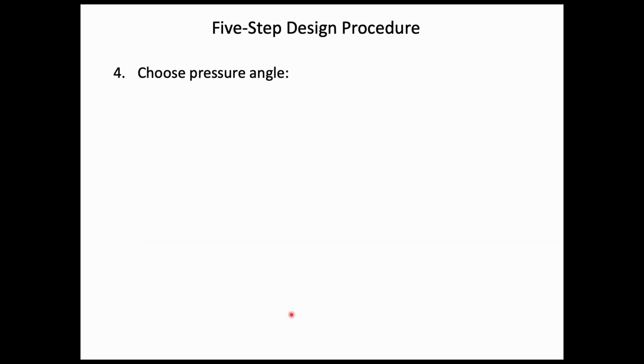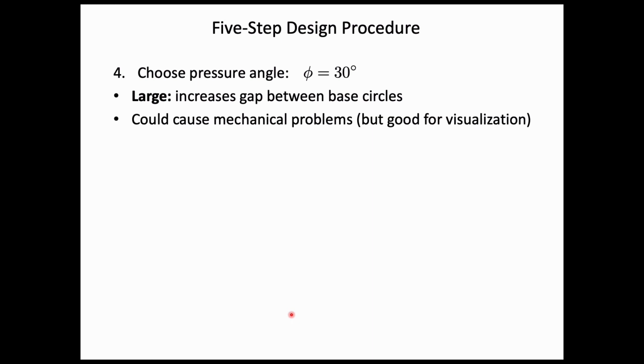Step 4, choose a pressure angle. I mentioned before that I'd like to choose something larger than 20 degrees, but definitely less than 90 degrees. Here I chose 30 degrees. This large value increases the gap between base circles, but of course, I need to point out this caveat: this could cause mechanical problems. It is good for visualization, but this is not necessarily something that you should do in an actual mechanical gear design.